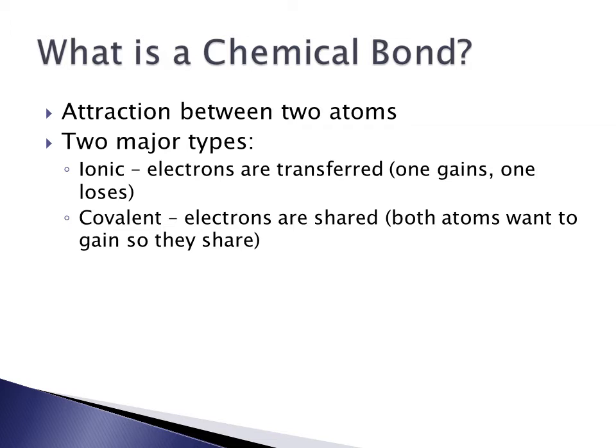Ionic bonds are where electrons are transferred. One wants to gain electrons, the other one will lose. So then there is an attraction between the cations and the anions due to the different electrostatic charges. Covalent bonds are where we have both elements wanting to gain electrons. So electrons are shared.